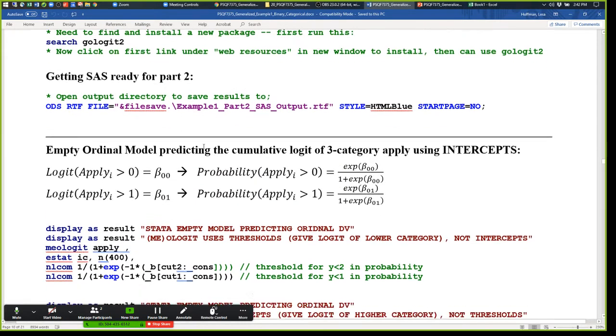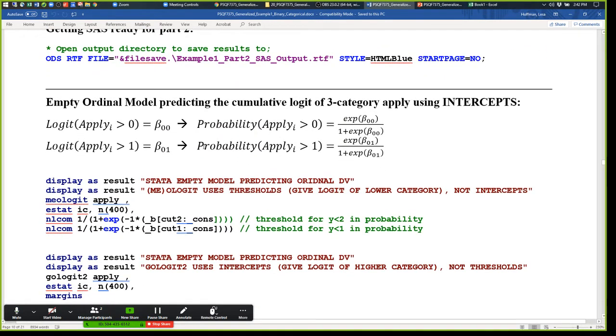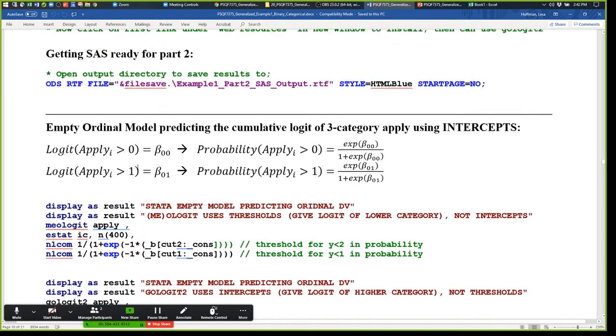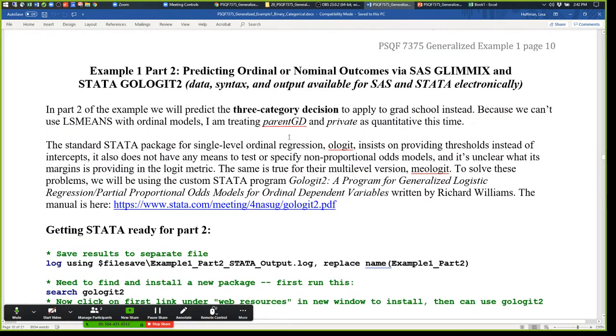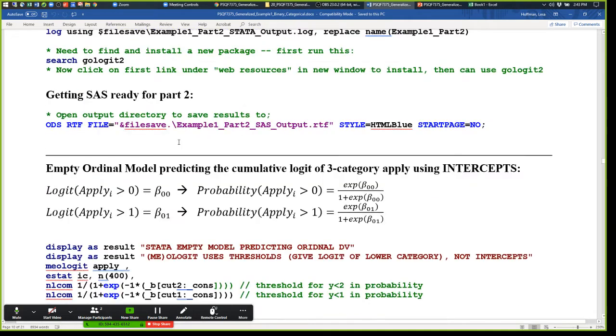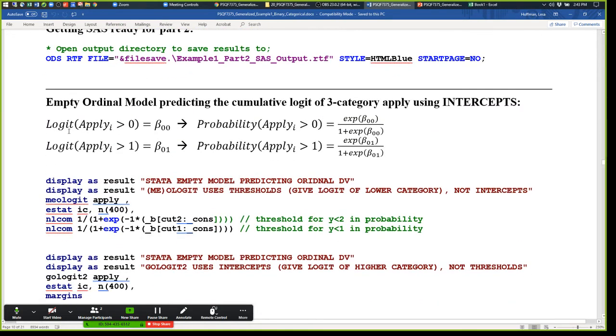So the data we're playing with is a 3-category decision about whether or not you're going to apply to graduate school: no, maybe, and yes. That's the outcome. We're predicting it with characteristics of the undergraduates: their GPA, whether or not either of their parents has a grad degree, and whether they went to public or private undergrad. That's our model. So the first model, always, this is page 10, so we're in part 2 here. Always, always first, empty model. Why?